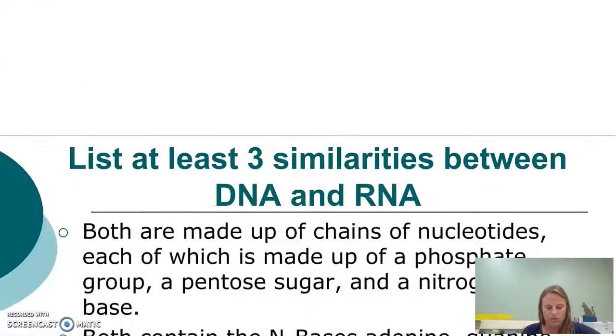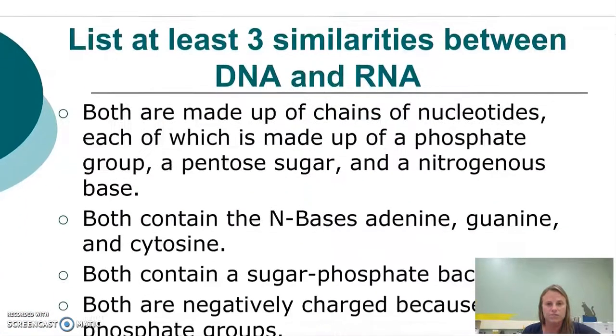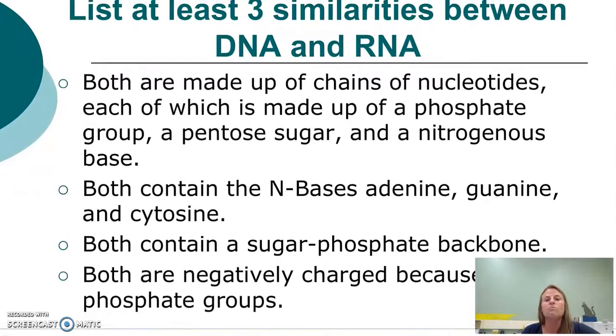And now I want to go through some similarities between DNA and RNA. Well, both are made up of chains of nucleotides, each of which has a phosphate, a pentose sugar, and a nitrogenous base. Both contain nitrogenous bases adenine, guanine, and cytosine. Both contain a sugar phosphate backbone, and both are negatively charged because they have a phosphate group.